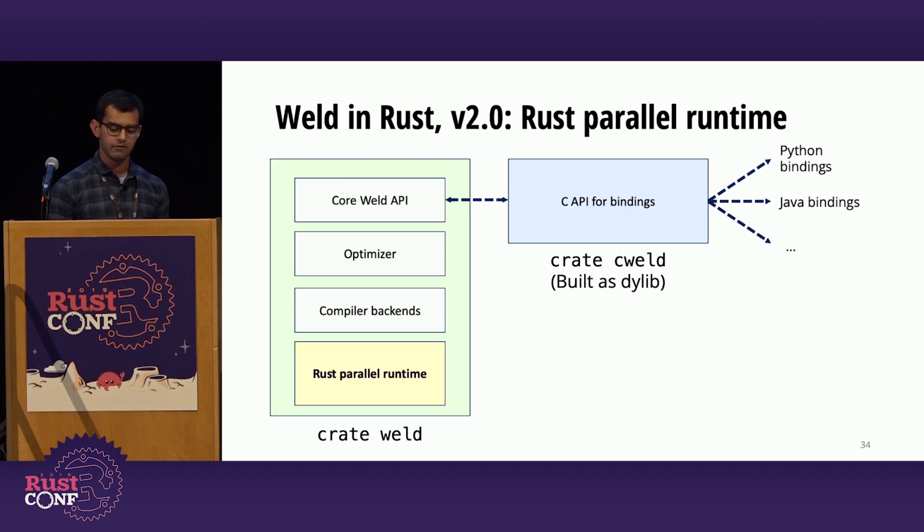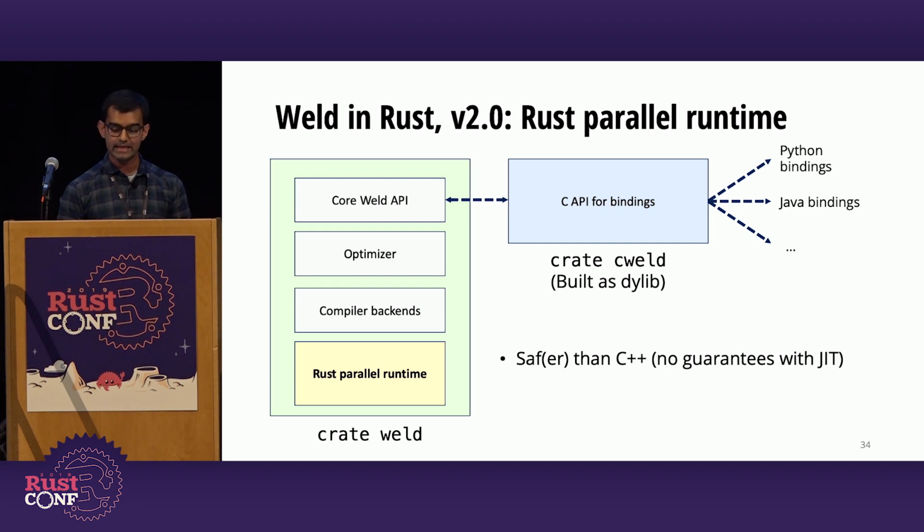So our second cut of Weld in Rust actually ported the entire runtime to use Rust as well. The fundamental architecture picture looks the same. It's just that we've replaced the chunk that was in C++ and moved it into Rust. And this gave us some advantages. It's safer than C. There's really no guarantees when you're interacting with this arbitrary JIT'd code, but things like scheduling and task management are definitely safer than they were before.